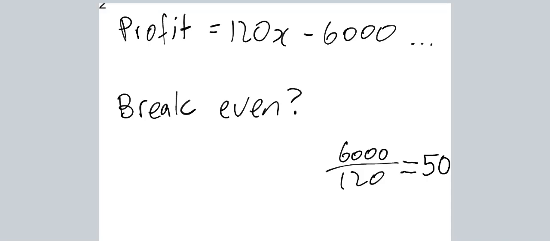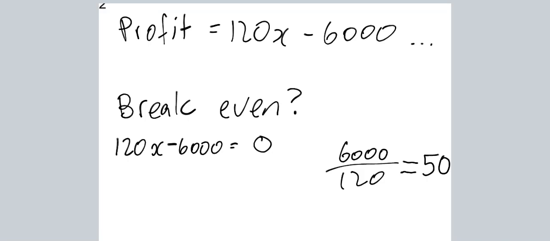So all good. If I were doing it, because I've got a bit of an algebra brain, I probably would have gone: I know that the break-even point is when the profit is equal to 0, which means that expression has to equal 0. Then I would have added 6,000 to both sides.